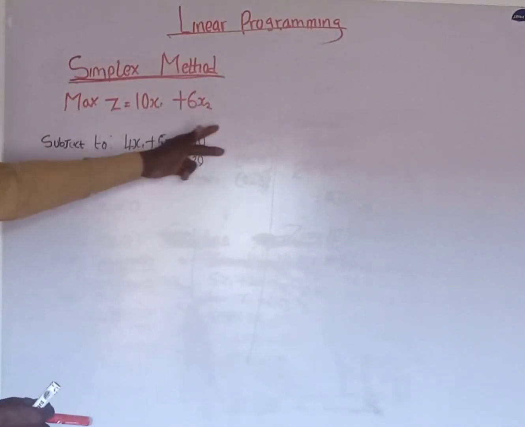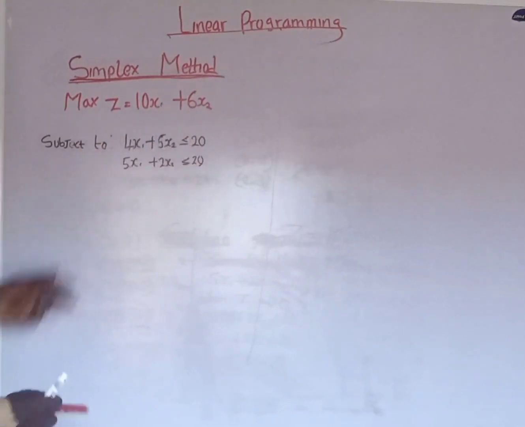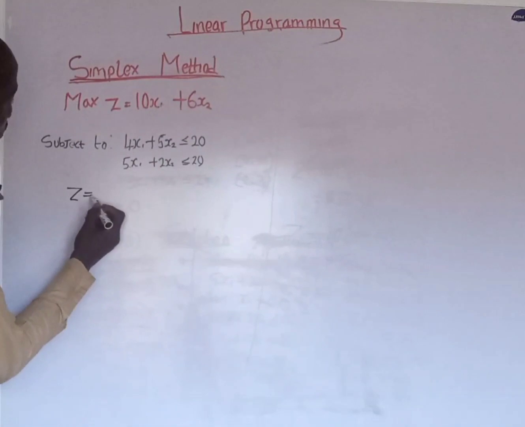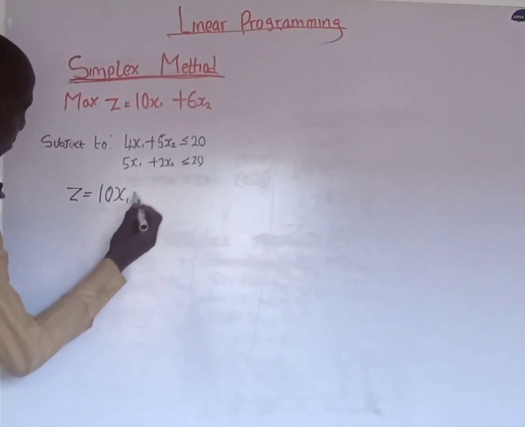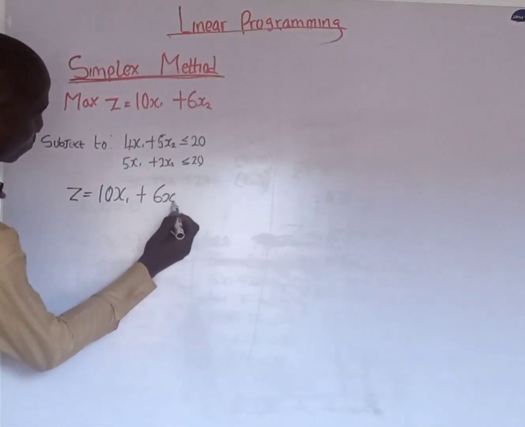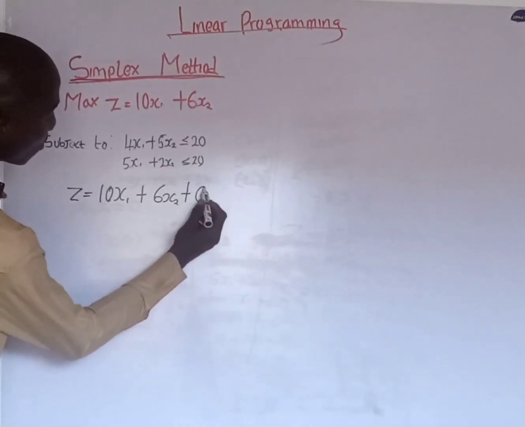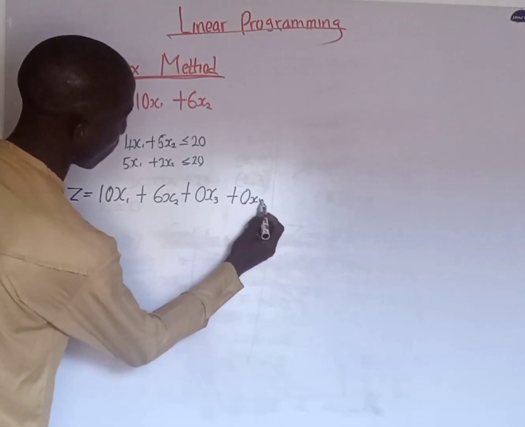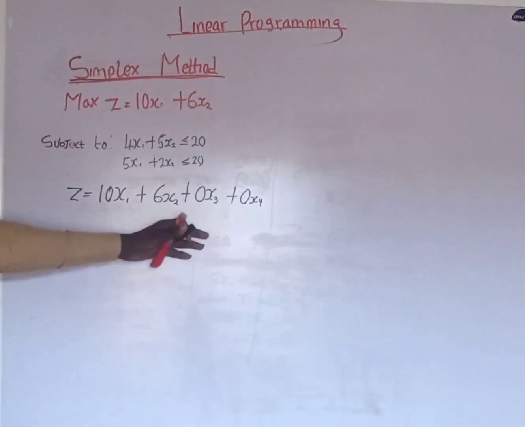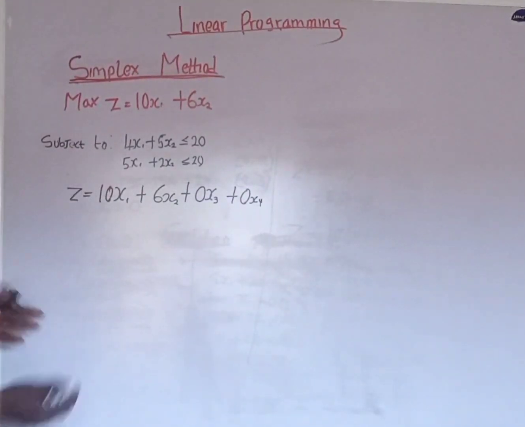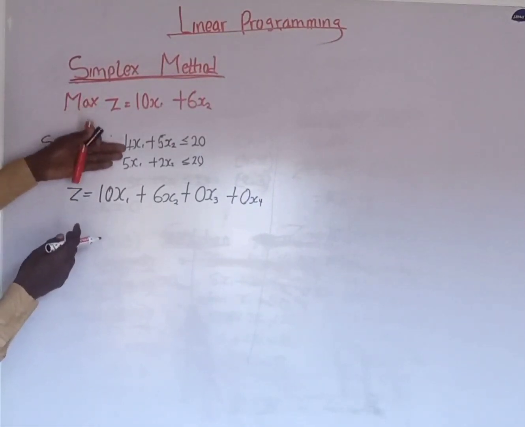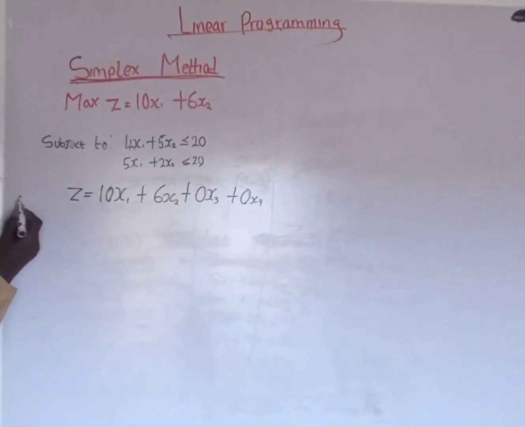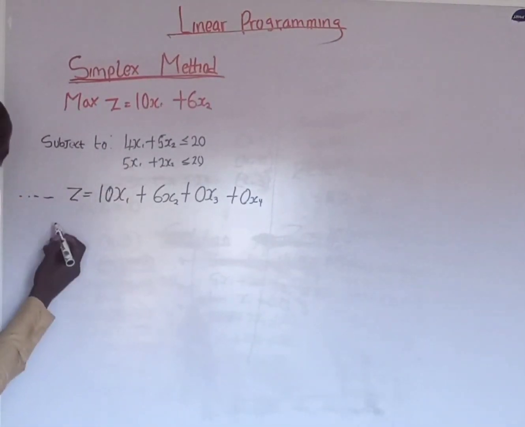This is constraint one, the function, and this is constraint two, the function. So my objective function will become like this: Z is equal to 10x1 plus 6x2 plus 0x3 plus 0x4. So by doing this, I've already changed this to standard form. Now let's proceed to the constraints. Now, if you want to change this to standard form, for the constraints, don't forget this is the objective function. So I'm doing that for the constraints right now.